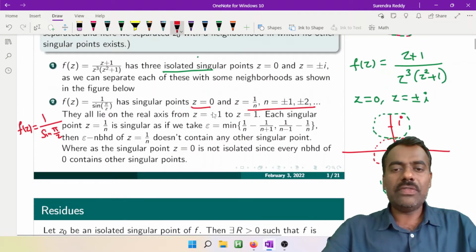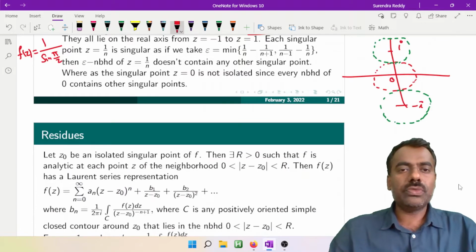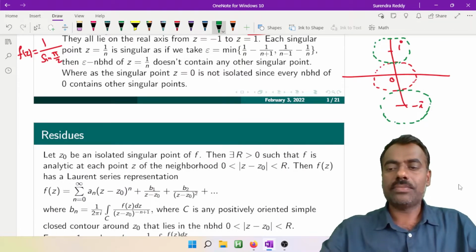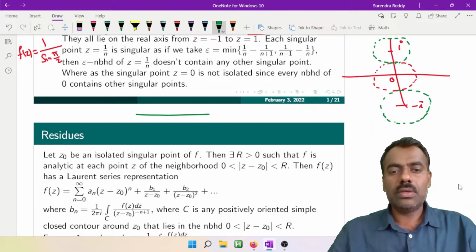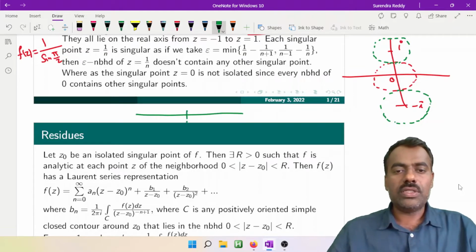Because they all lie between minus 1 and plus 1. So let me draw that picture here. If you draw the picture for this one, this is 0. Here you will have minus 1 and plus 1. Remaining all will be something like this, right? But they keep on, there will be infinitely many.